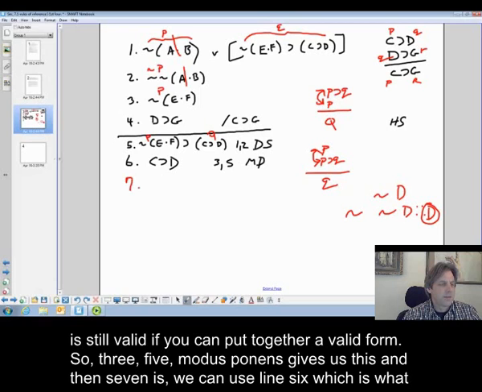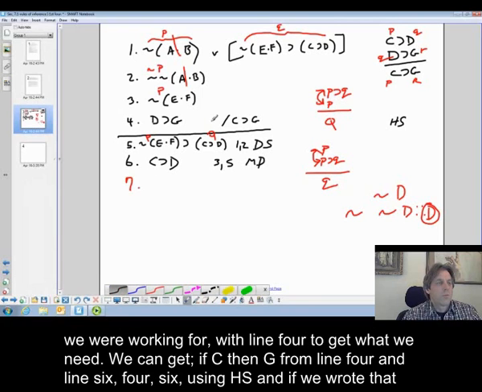And then 7 is we can use line 6, which is what we were working for, with line 4 to get what we need. We can get if C, then G from line 4 and line 6.